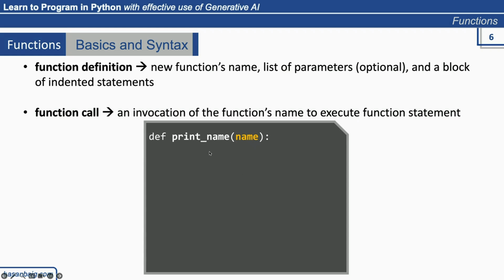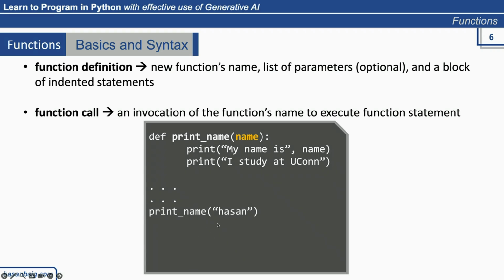So once I define the function, give it a name, define the list of parameters, then I can start developing the logic that it should perform whenever this function is called, whenever this function is powered up. Okay? So here in this example, it is performing two operations. Print my name is, and whatever value we pass here. Okay? My name is, and it will pick the value, name, and then I study at UConn. There are two things that it will print. Okay? And then maybe we have some other logic which is outside this, which is not a part of the function. And then what we are doing is we are calling this function.